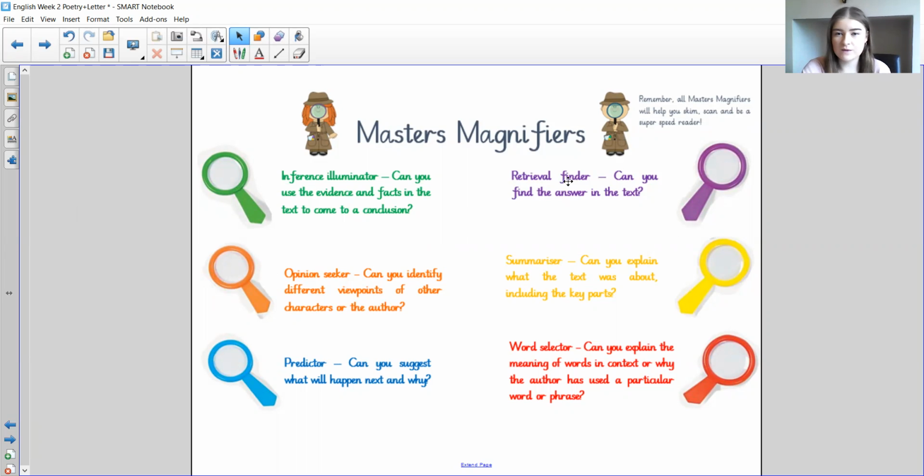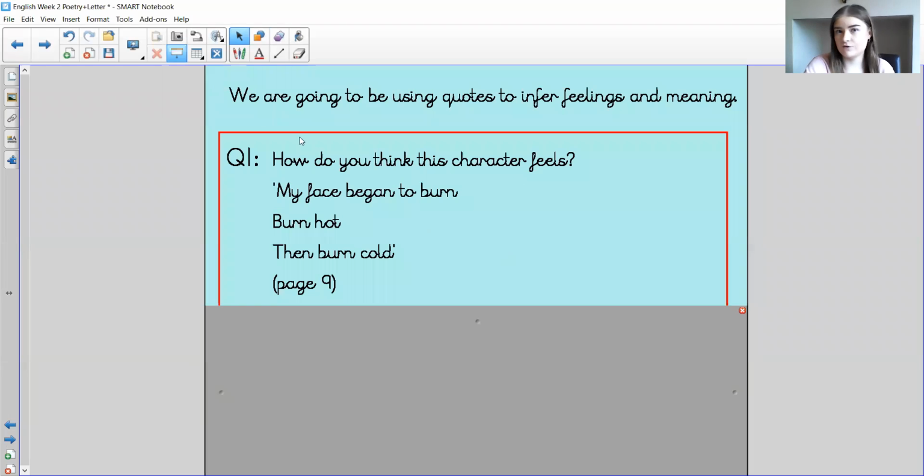Okay, the retrieval finder is where you look for an answer in the text. So we use keywords from the question, find them in the text, and usually the answer is there somewhere. And finally, the Inference Illuminator. So we're using evidence and quotes to explain a conclusion, to come to a conclusion. So it's not something that we know for sure, but it's something that we think is the answer based on the things that we have read. So we are going to be doing a lot of inference today.